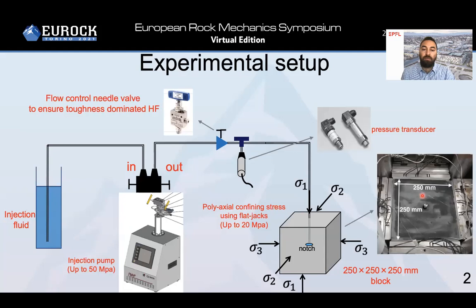Our setup consists of a polyaxial confining stress that provides a triaxial stress regime using flat jacks. The fluid is injected into the rock sample through the injection line. The block has been drilled from the top to the center and a notch has been created to facilitate the nucleation of the fracture. A needle valve is set on the way to ensure a toughness-dominated hydrofracturing test. After that, there is a pressure transducer that helps us estimate the amount of fluid entering the fracture during the experiment.